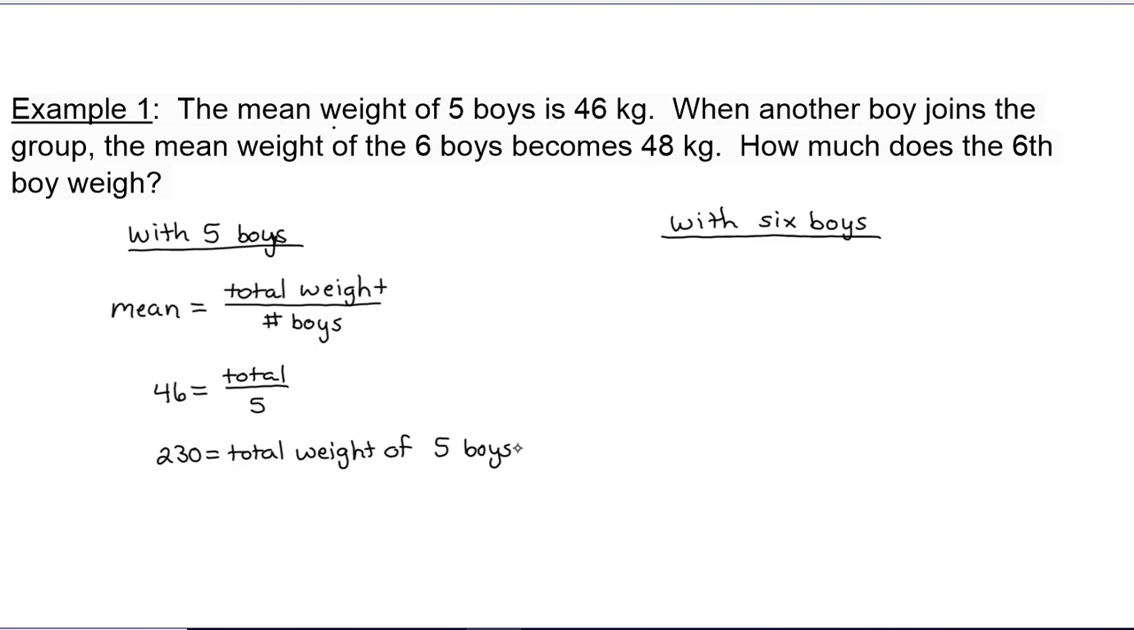All right, now let's look at when there's 6 boys. We're going to use that same equation. But this time they said when the 6th boy is added, the average becomes 48. We don't know our total, but what we do know is now there's 6 boys. So if I take 48 times 6, I get 288, which is equal to my total of 6 boys.